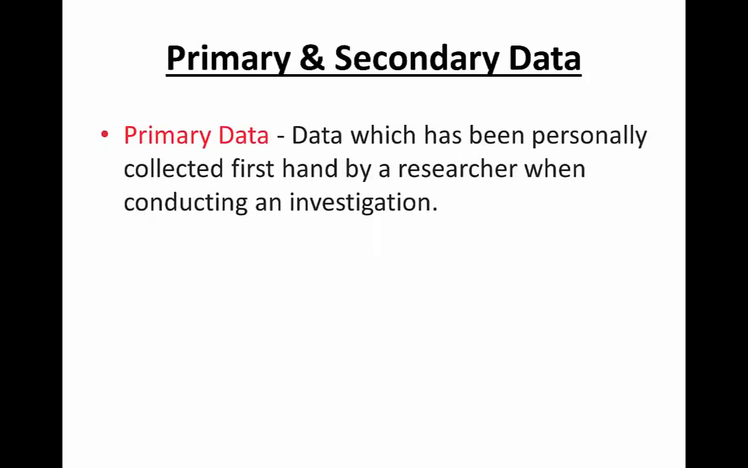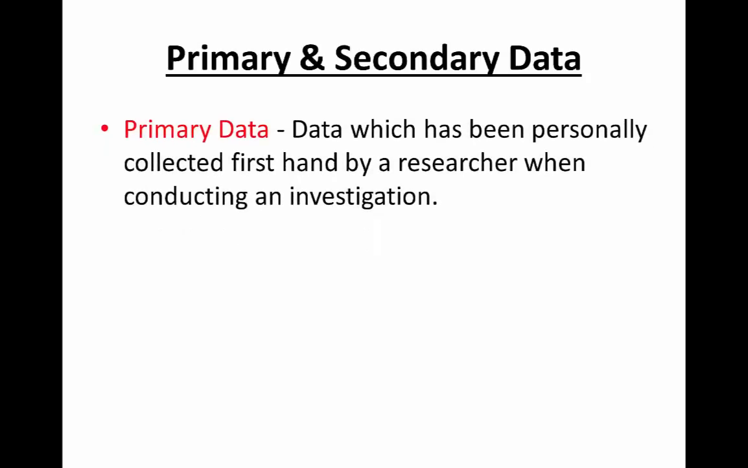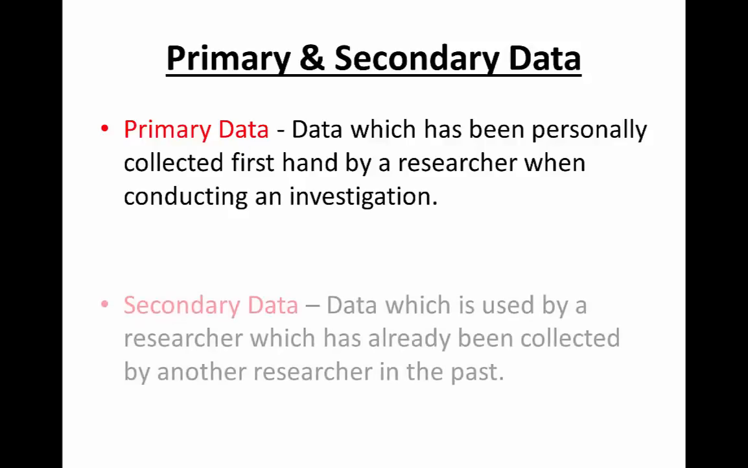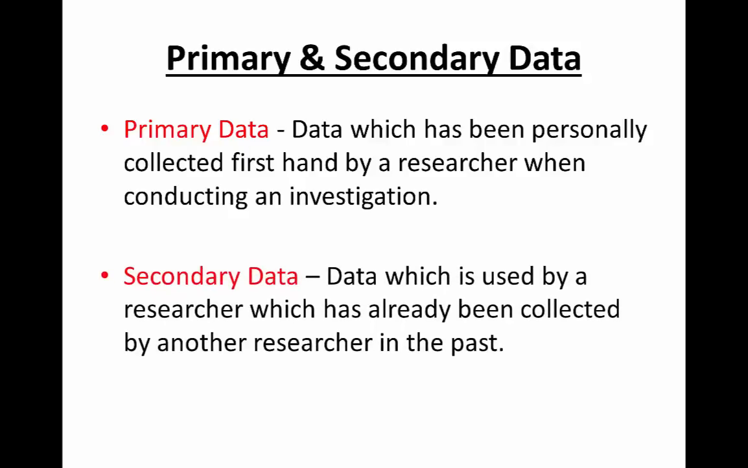Primary and secondary data. Primary data is data which has been personally collected firsthand by a researcher when conducting an investigation, and secondary data is data which is used by a researcher which has already been collected by another researcher in the past. So for example, if you're conducting a study on rivers, primary data is data which you have found when you were investigating the river. For example, the width of it and the depth when you went personally with a tape measure and the yardstick to measure the depth and the width.